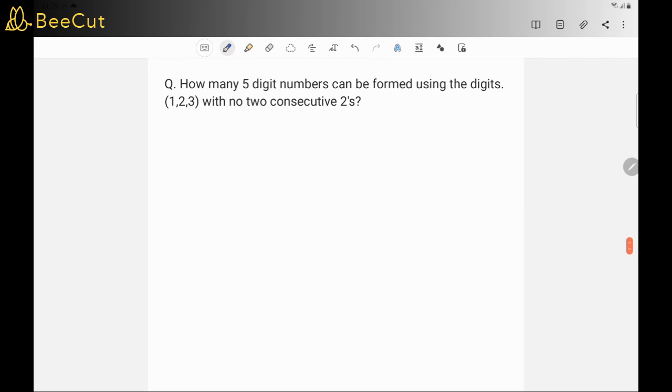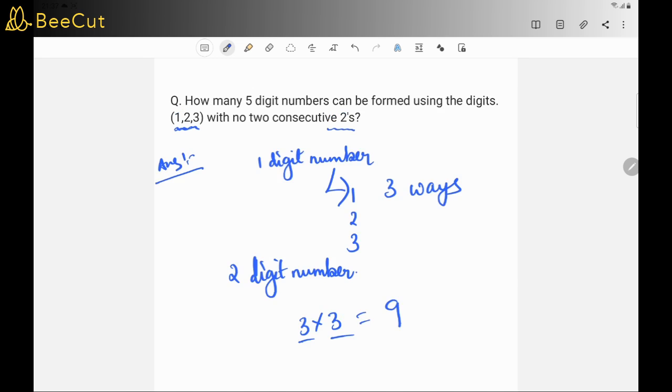The question states, how many 5-digit numbers can be formed using the digits 1, 2, 3 with no 2 consecutive 2s? Now, assume that there is a single digit number, so we need to form a single digit number using these 3 digits 1, 2, 3. So I can just put 1 and form a 1-digit number, 2 and form a 1-digit number, and put 3 and form a 1-digit number. So I can do it in 3 ways.